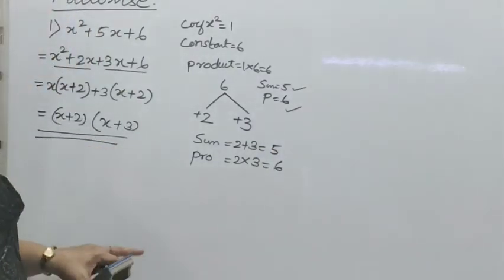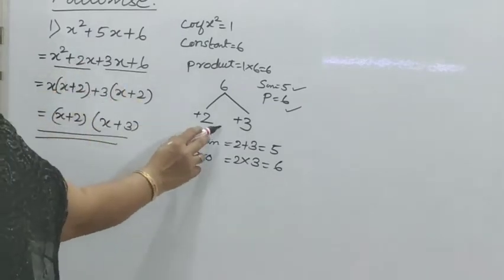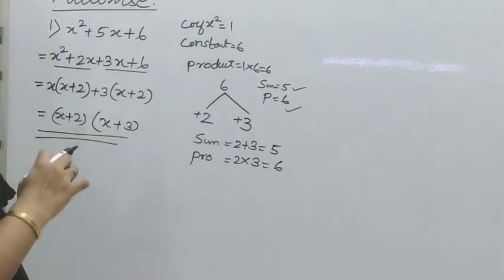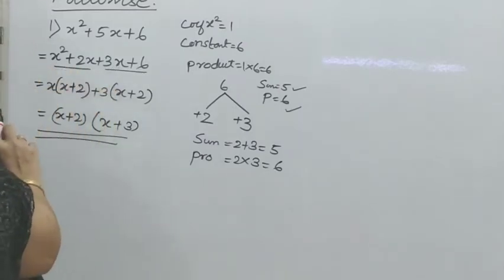So both the conditions are satisfied. What is the next step? The 5x is to be split using these two numbers. That is, the middle term is to be split using these numbers. So x square plus 2x plus 3x plus 6.